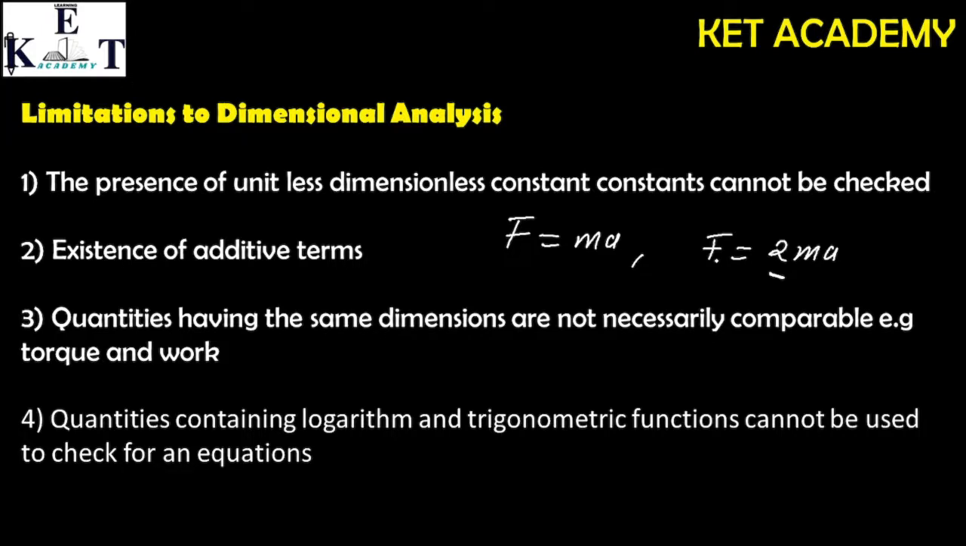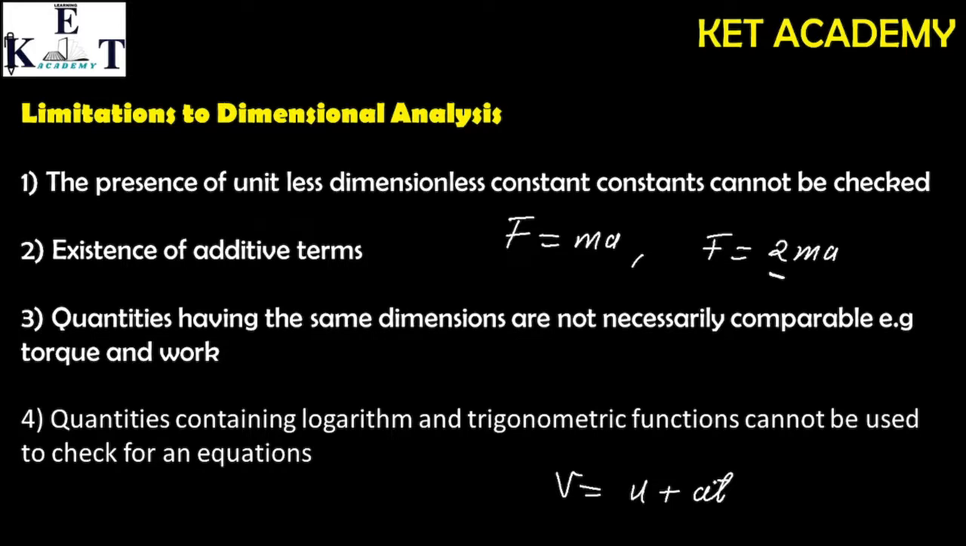The second reason or limitation that we're going to look at is the existence of additive terms. Now when we talk of additive terms, we might talk of a quantity. Let's say if we have a formula v equals u plus at. For this equation to be homogeneous, the additive terms on both sides of the equation must all be equal, meaning that the unit of v, velocity, should be equal to the unit of u, and all of that should be equal to the unit of at.